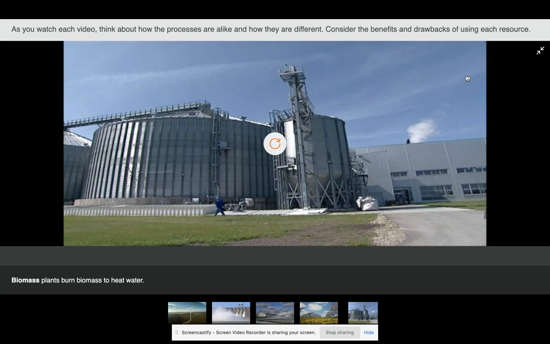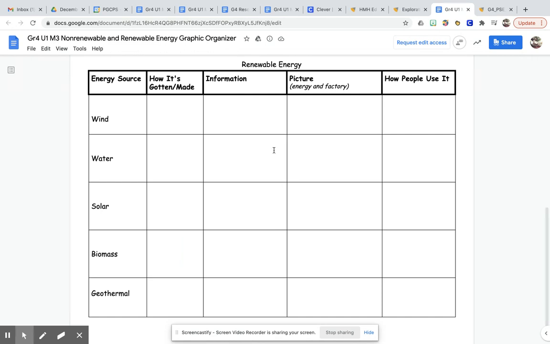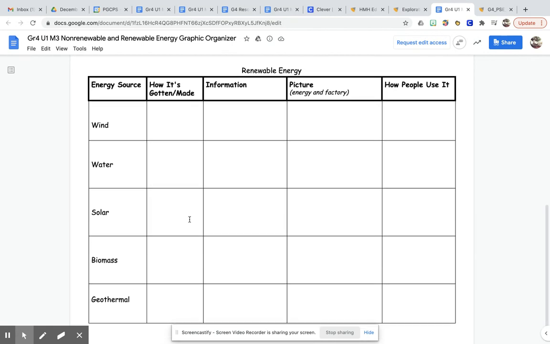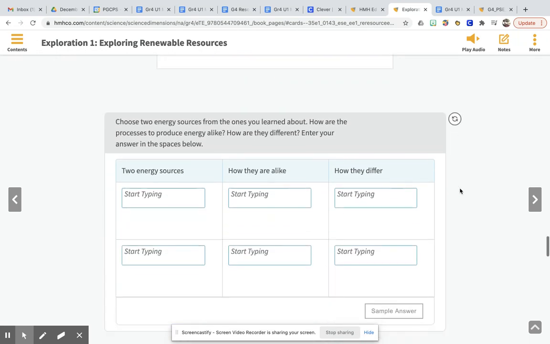All right, guys. Before we move any further, let me remind you that we should be filling in our graphic organizer as we go. I'm adding those things that come to our mind initially, and you're going to have time at the end of class to continue to fill that in. Just a reminder that you do have that graphic organizer, and we have begun to talk about our energy sources: wind, water, solar, biomass, and geothermal. So make sure that you are aware of that, and let's go ahead and move forward.